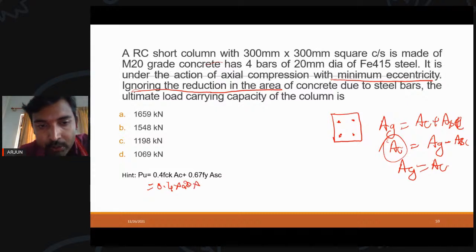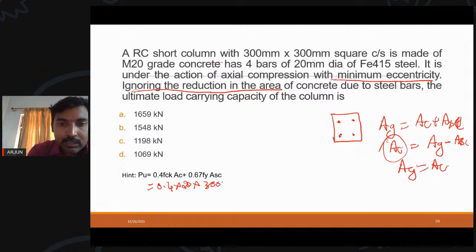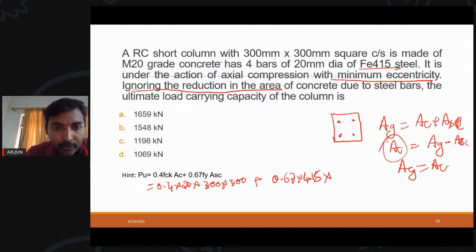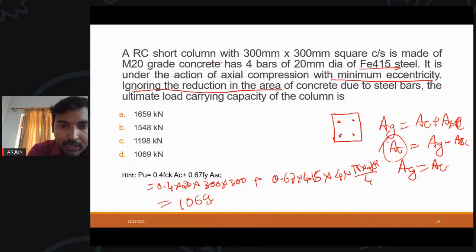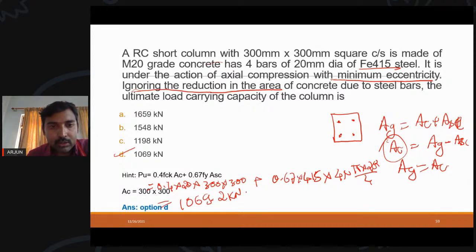Since the grade of concrete is 20, fck is 20, Ac is nothing but you can directly consider 300 by 300, plus 0.67 into fy value, grade of steel is given as Fe415. So 0.67 into 415 into area of steel, compression reinforcement is given as 4 into pi into 20 square by 4. Okay, so if you simplify this, you will get the value of Pu as 1069.2 kilonewton. So the nearest value is 1069 kilonewton. So your answer is 1069 kilonewton. That is option D is the right answer.